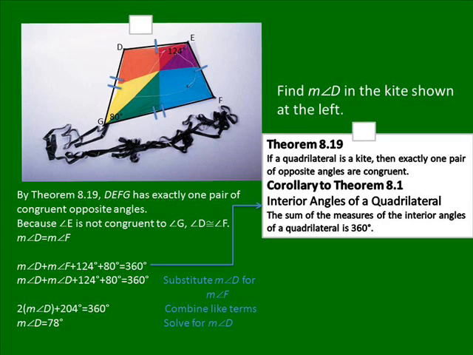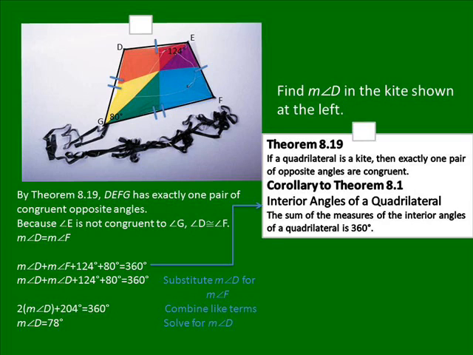Now we solve the equation: measure of angle D plus measure of angle F plus 124 degrees plus 80 degrees equals 360 degrees. Why solve this equation? Because of the corollary to Theorem 8.1, the interior angles of a quadrilateral. The sum of the measures of these interior angles of a quadrilateral must be 360 degrees. So that's why, if you're wondering.